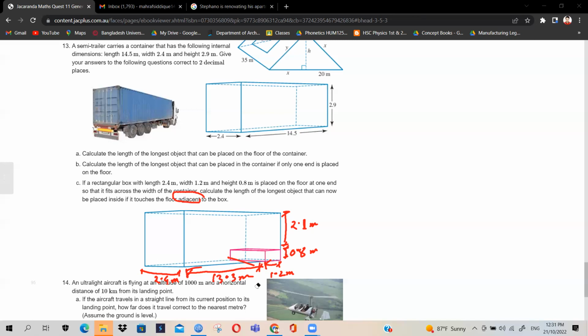So the 13.3 would be one side of the triangle, 2.4 would be the other side of the triangle, and the square root of these two squares added would be the longest object, which is the square root of 2.4 squared plus 13.3 squared. Okay, understand? Yes. Okay, good.